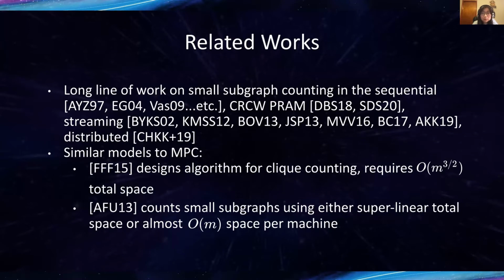In models similar to the MPC model, Finocchi and Fusco designed an algorithm for clique counting, which requires O of m to the 3/2 total space. And Afrati, Fotakis, and Ullman count small subgraphs using either superlinear total space or almost O of m space per machine.